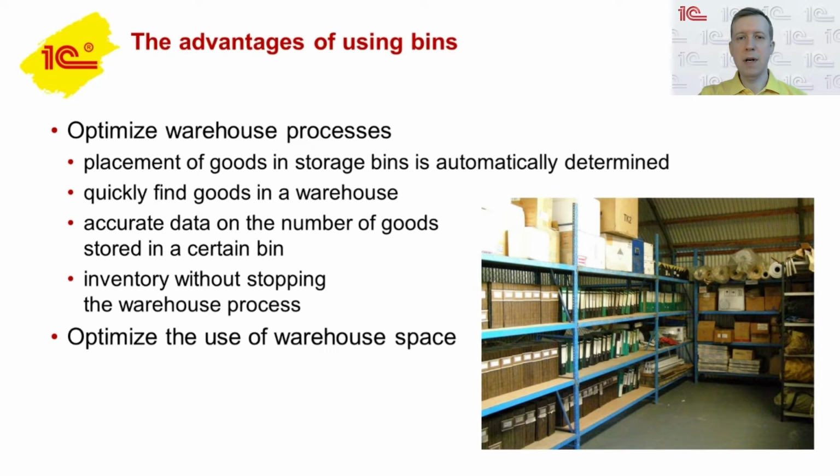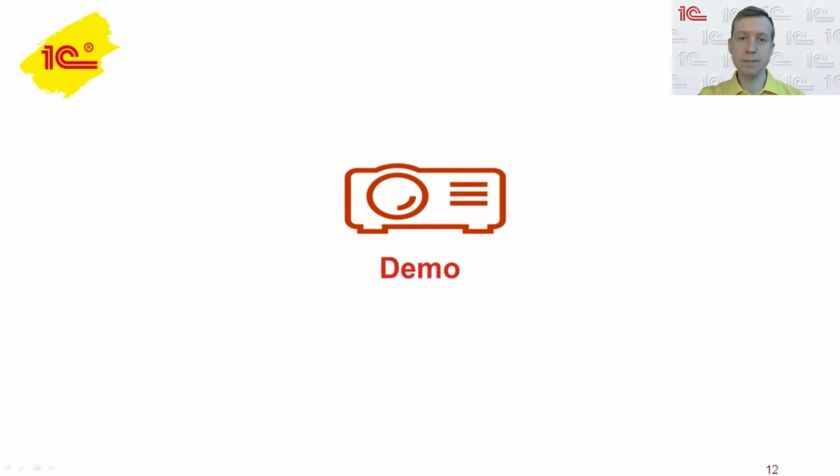Using this storage method allows to quickly find goods in the warehouse. The program calculates the optimal route for picking. Also, we can obtain accurate data on the number of goods stored in a certain bin and carry out inventory in a bin without stopping the warehouse process as well. You can control the process of filling the cells, determine the free cells, and optimize usage of warehouse space.